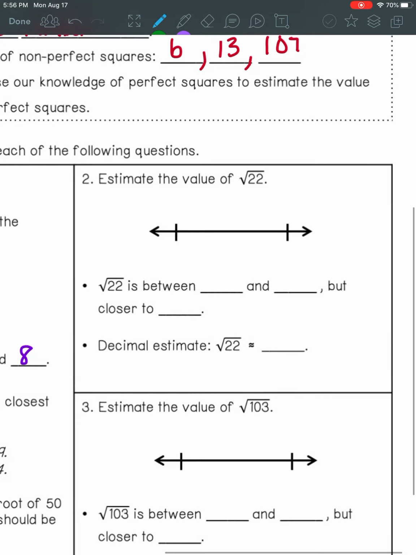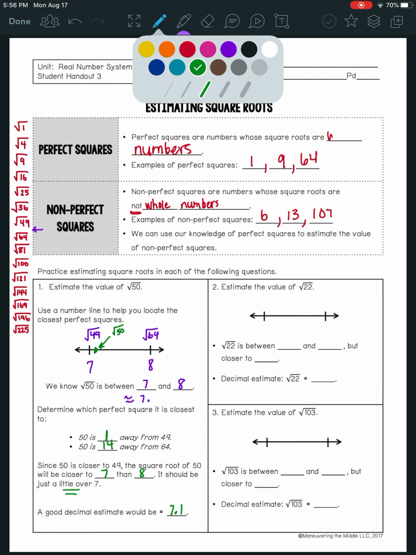Okay, let's do another example. So the square root of 22. If we come over here, I'm going to pick a different color.